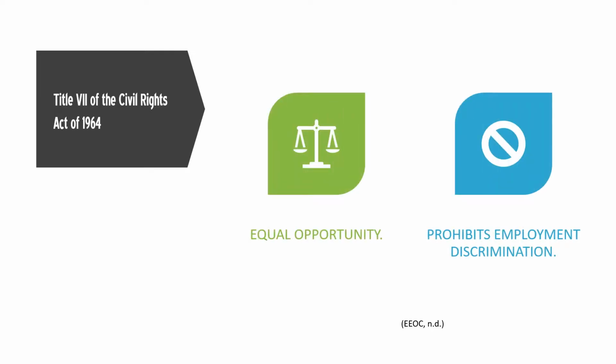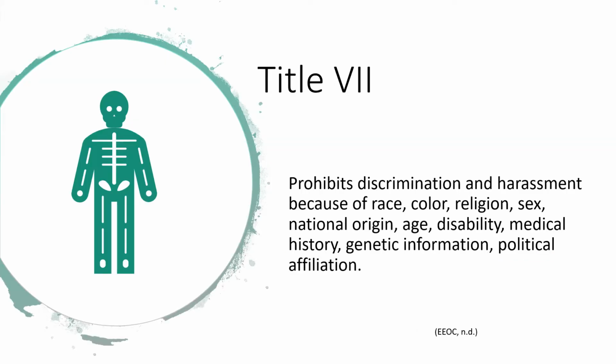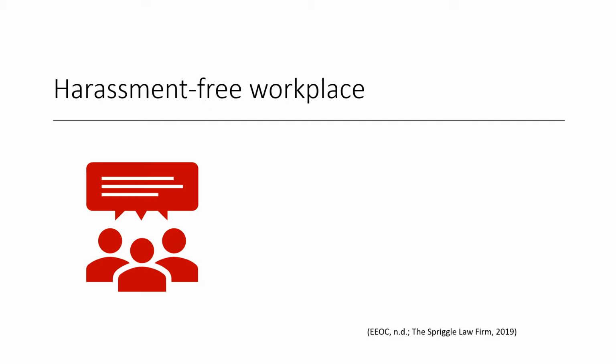Title VII of the Civil Rights Act of 1964 are the Equal Opportunity Laws. Title VII ensures all employees and job applicants are protected against employment discrimination. This act prohibits discrimination and harassment because of race, color, religion, sex, which goes beyond gender to include pregnancy, gender identity, and sexual orientation, national origin, age, disability, personal or family medical history, genetic information, political affiliation, or any other non-merit-based factor. All employees shall be free of harassment by managers, co-workers, or others in the workplace.